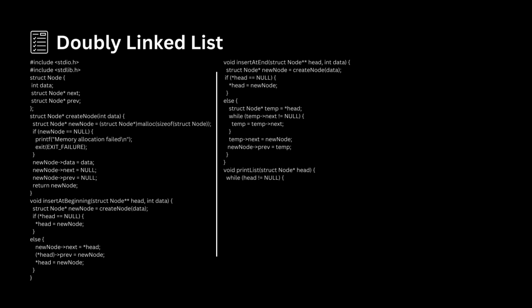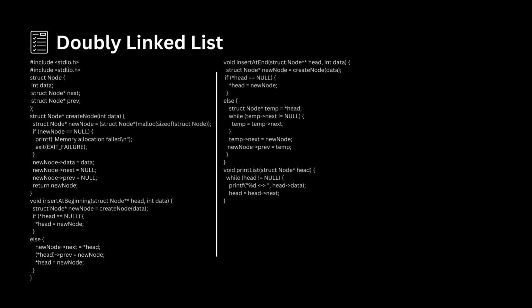The loop continues as long as head is not null, meaning there are more nodes to process. Inside the loop, it prints the data of the current node using printf. The format string %d is used to print an integer followed by the string. This format is common for displaying elements in a linked list.